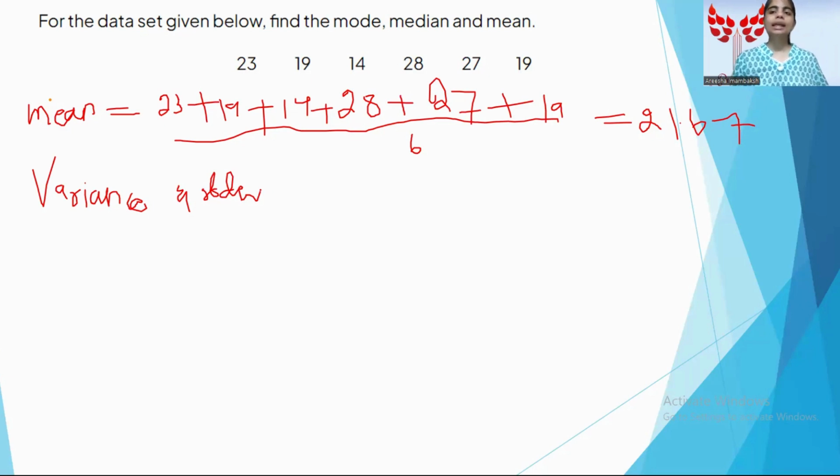So let's look at that. There is a very easy way to look at standard deviation. What you do is basically, from each of these values, you have to subtract the mean, right?